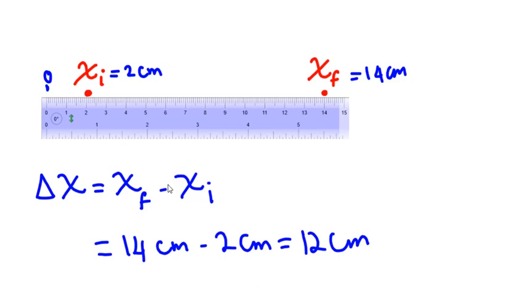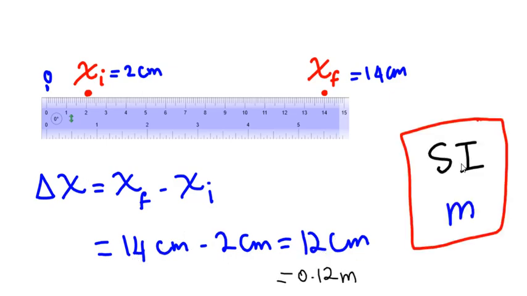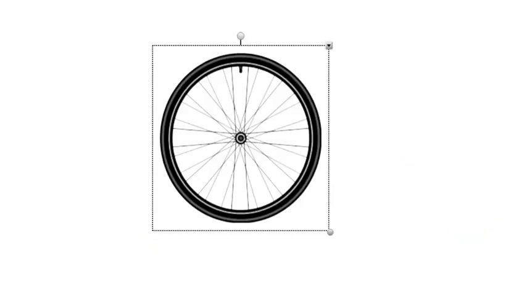In this example, x final is 14 centimeters and x initial is 2 centimeters, so delta x equals 14 minus 2 equals 12 centimeters. In the SI system, the measuring unit of length is meters, not centimeters. So we need to convert it into meters by dividing by 100, so it's going to be 0.12 meters. This is the linear displacement. What is meant by the angular displacement? The angular displacement is the angle made by the rotating object.